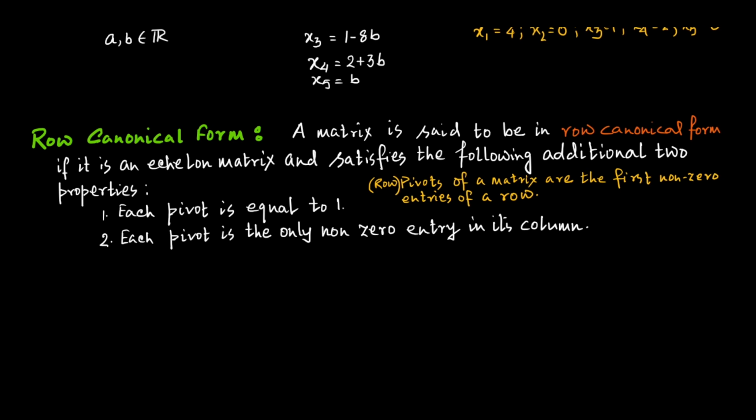A matrix is said to be in row canonical form if it is an echelon matrix and satisfies the following additional two properties. The first one: each pivot is equal to 1. Here, pivot of a matrix means the first non-zero entries of a row.